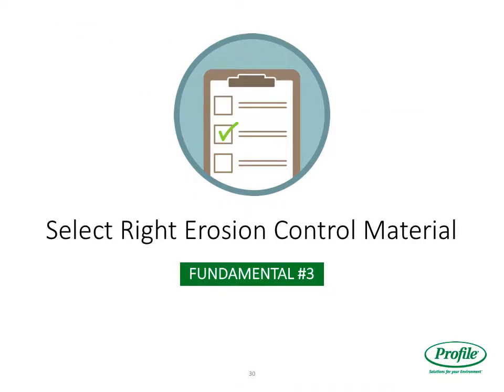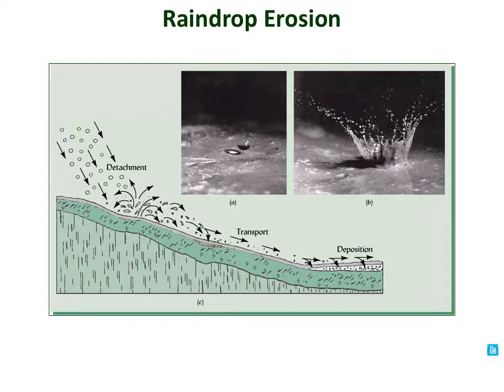And then we want to select the right erosion control material. It's going to take time for these seeds to grow in, so we want to make sure we don't have too much erosion in the interim. This was kind of a schematic of the mechanism of raindrop erosion. You have detachment, transport, deposition.